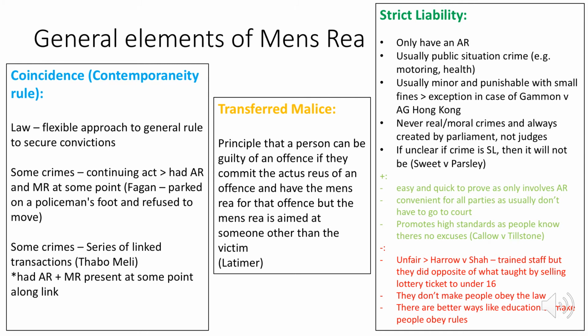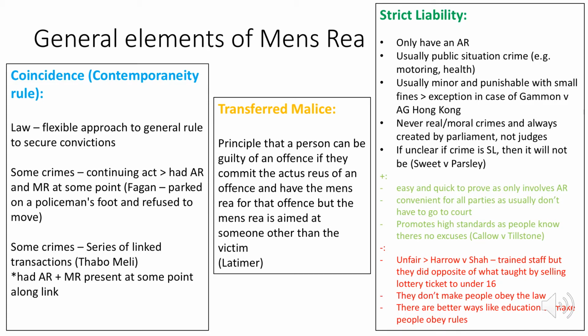Moving on to the general elements of mens rea. Firstly, you've got coincidence, which is also known as the contemporaneity rule. So the law is quite flexible here with the general rule. This is to secure convictions. Some crimes might count as a continuing act. This is where they had the AR and the MR at some point. This was shown in Fagan. And some crimes might be classed as a series of linked transactions, as shown in Thabo Meli. This means they had the AR and the MR present at some point along the link. It doesn't have to be at the same time.